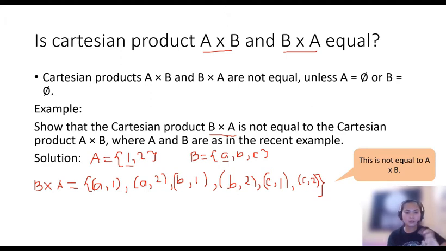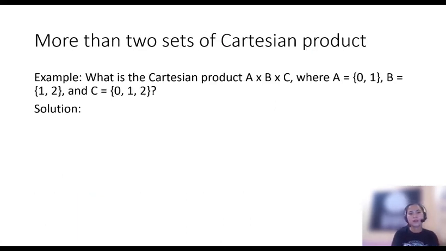So, dito, dalawang sets yung example natin. How about 3 sets? Now, how about more than 2 sets of Cartesian product? So, let's have an example. What is the Cartesian product of A, B, C? Where A is 0, 1, B, 1, 2, and set C is 0, 1, 2. So, let's write first yung Cartesian product form. And then after that is the open and close parenthesis kung saan natin ilalagay yung mga different combination.